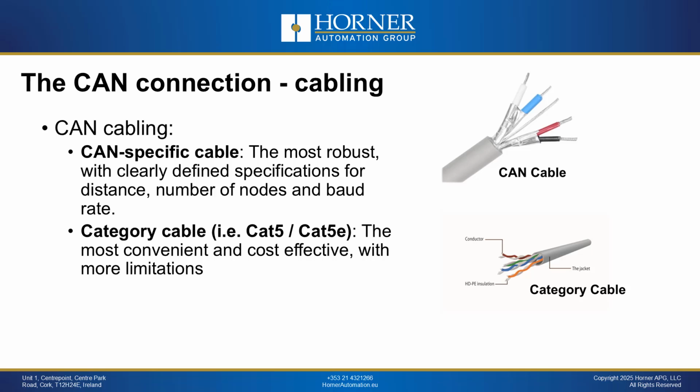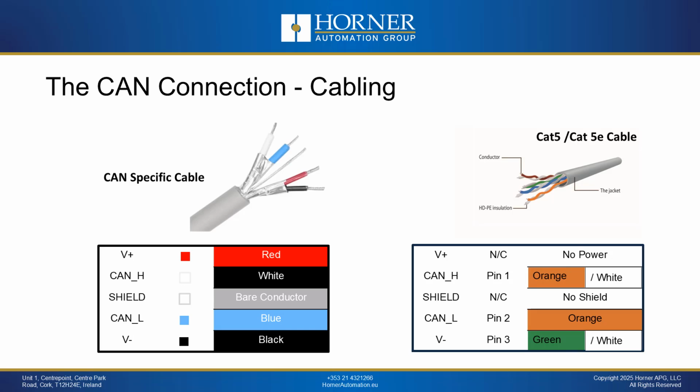So you get a lot by using CAN specific cable. However, not all applications need that extra capability, so that is where category cable comes in. This is more convenient, easier to install in a lot of cases, although it does have more limitations. It does not have the distance capability or the number of nodes. Now let's take a look at the conductors and the pin out for two different types of CAN cabling.